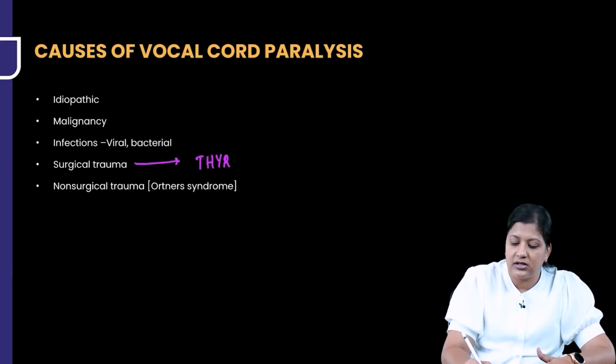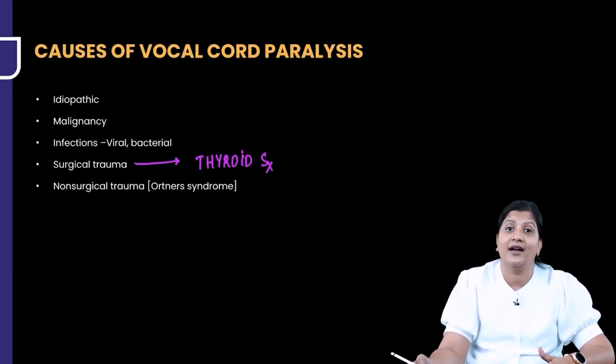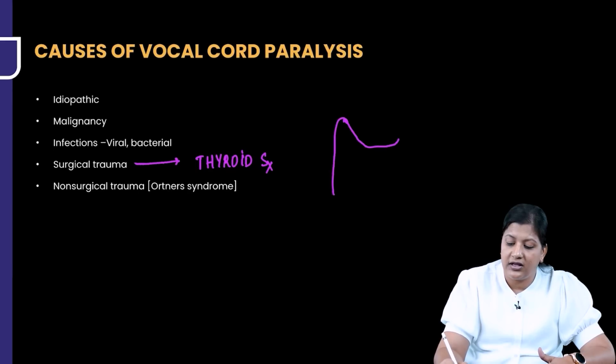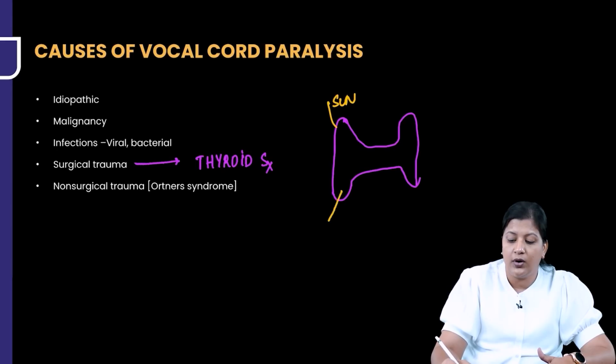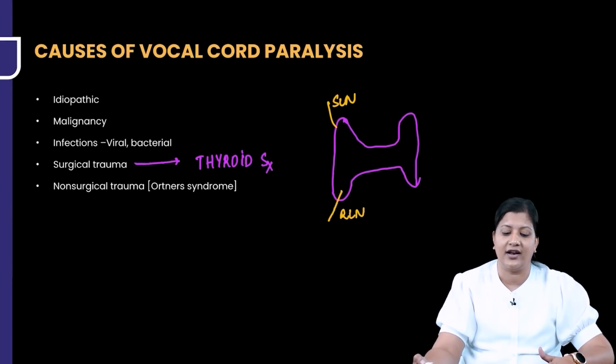Now in thyroid surgery, we often see the superior laryngeal nerve and recurrent laryngeal nerve getting involved. The upper pole of the thyroid is in very close proximity to the superior laryngeal nerve, and lower pole of the thyroid is in very close proximity to the recurrent laryngeal nerve.